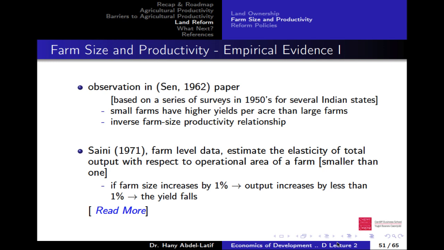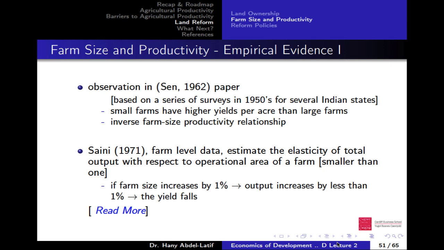So the story started with an observation in this paper in 1962, when he observed that in India, based on surveys in 1950, small farms have higher yield compared to larger farms. And then they came up with this observation: there's an inverse farm size productivity relationship. So if you have larger farms, you have low productivity. You have smaller farms, you have higher productivity.